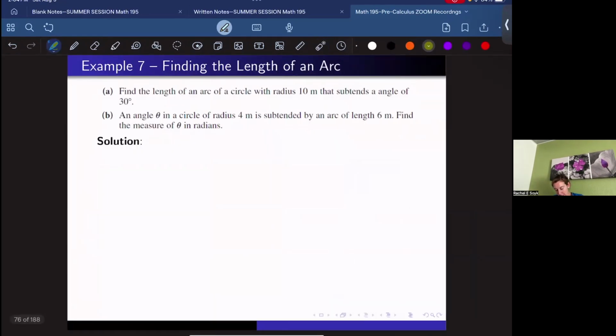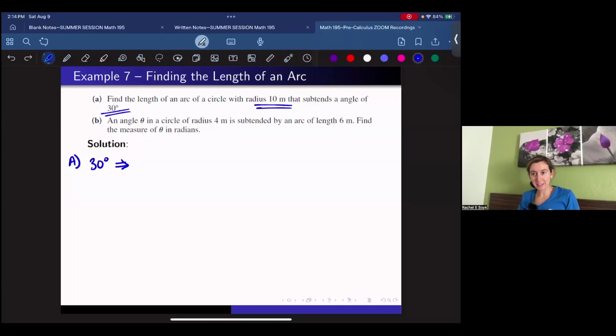And so now we have example 7, where we're asked to find the length of the arc. We're given a radius of 10 and an angle of 30. Remember, 30 is in degrees. We need to convert this into radians. Because this is a famous angle, we know that this is pi over 6. And then we're given that our radius is equal to 10 meters. And so we utilize our formula theta is equal to S over R, Soik over Rachel.